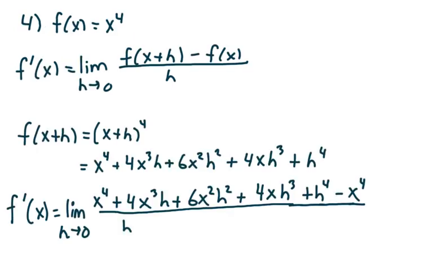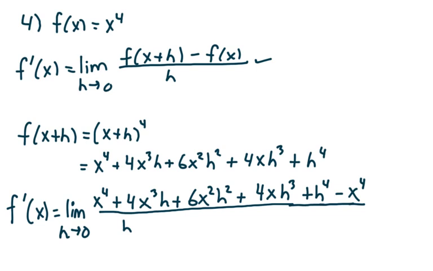Let's take a look at example 4. Suppose we are given f of x is equal to x to the 4th. f prime of x is the limit as h goes to 0 of f of x plus h minus f of x, all divided by h. I need to get a handle on f of x plus h. f of x plus h is x plus h to the fourth.